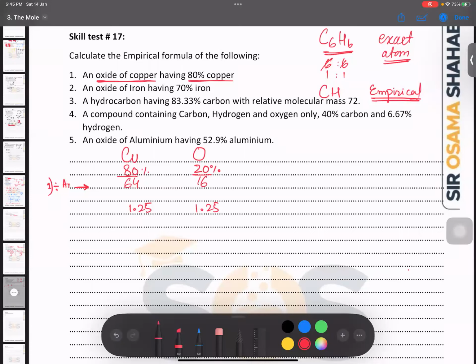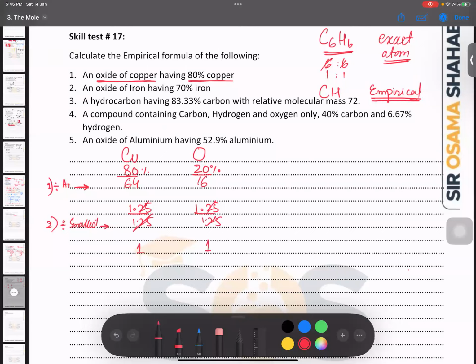अभी यहाँ तो सेम आ गया। इत्तेफाक से ऐसा हुआ कि यहाँ पर सेम आ गया। अगर सेम नहीं आता तो क्या करते? सेम अगर नहीं आता तो हम सबसे छोटे वाले से डिवाइड कराते हैं, डिवाइड बाय स्मॉलेस्ट। अभी दोनों ही एक जैसे हैं तो आप किसी से भी डिवाइड करा दें। डिवाइड बाय 1.25, सो इट इज 1 and it is 1.